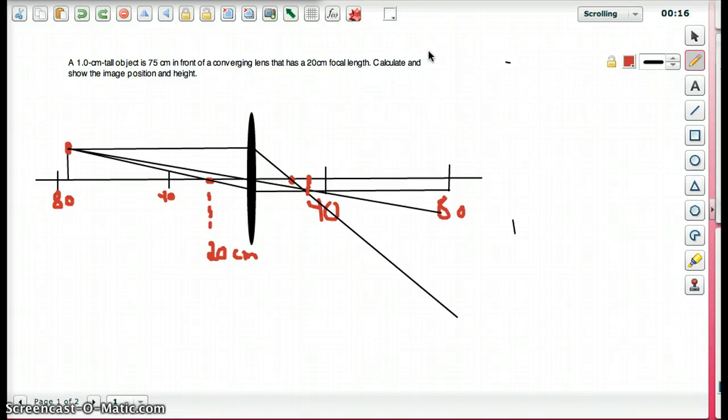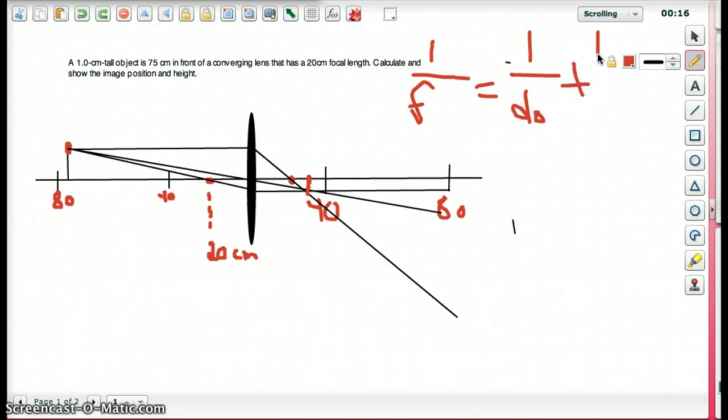So the equation is 1 over the focal length of the lens equals 1 over the distance of the object plus 1 over the distance of the image. And this is all in meters. Just as a good physics habit, you don't want to use centimeters. It'll work, but it's not a good habit. So let's plug in all our information.